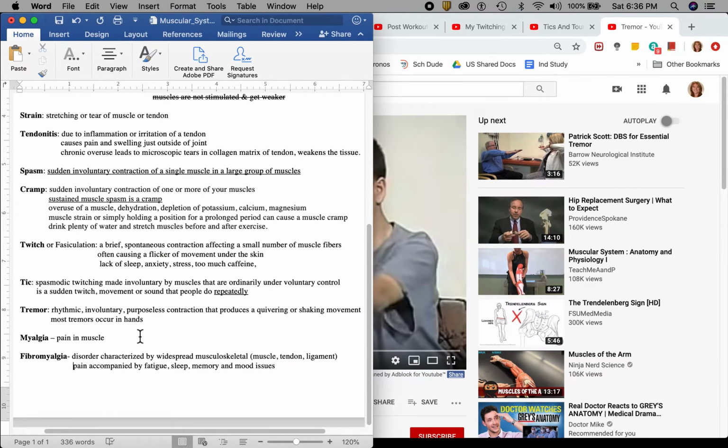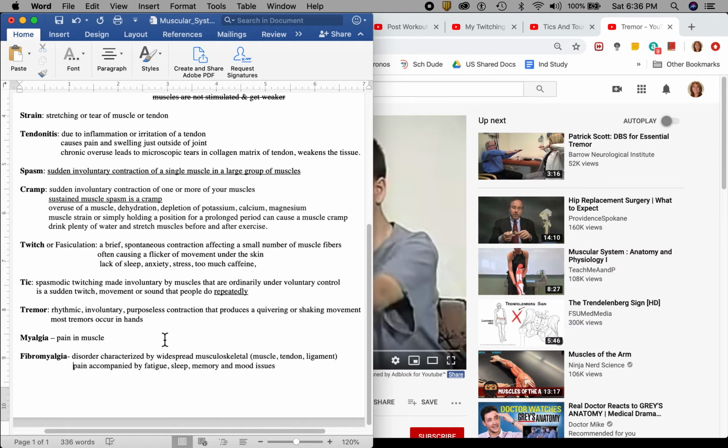Myalgia is a term for pain in a muscle. Algia is pain, myo or mys, remember our prefixes for muscle, so myalgia is pain in a muscle. Fibromyalgia is a disorder characterized by widespread musculoskeletal pain. This pain is in the muscles, the ligaments, the tendons, and being under such strain of pain, I can't imagine how challenging it would be to even sleep, let alone to function all day long.